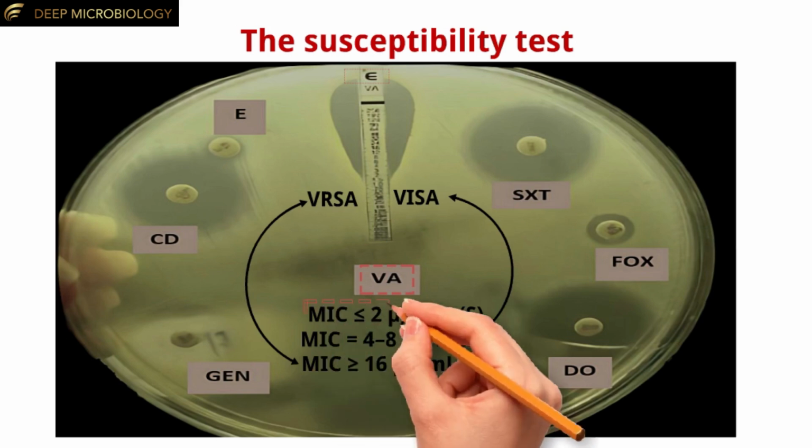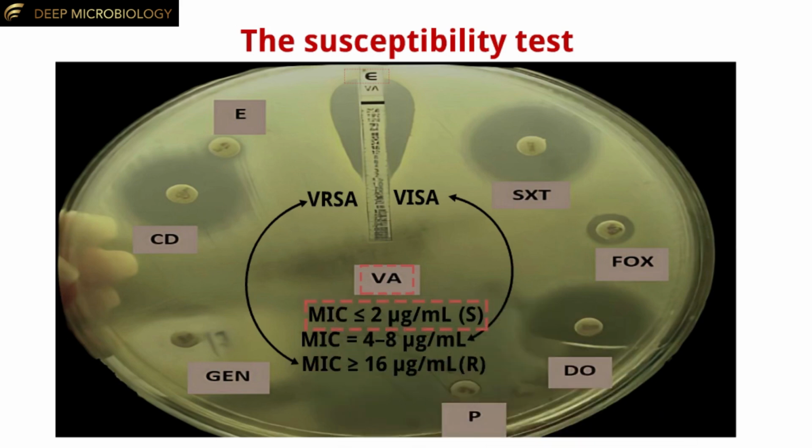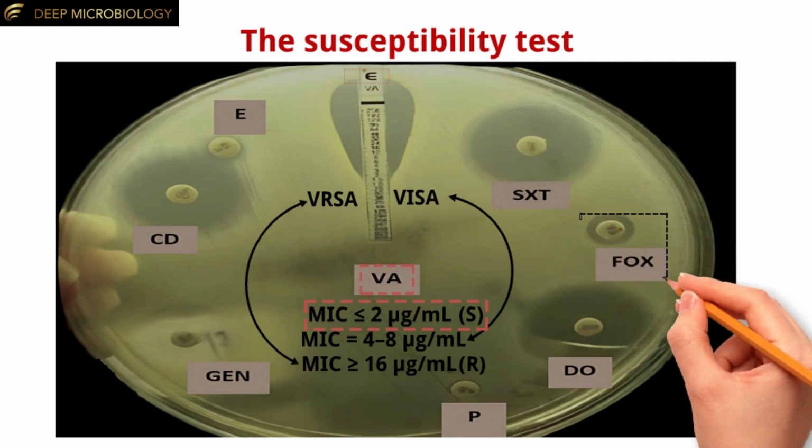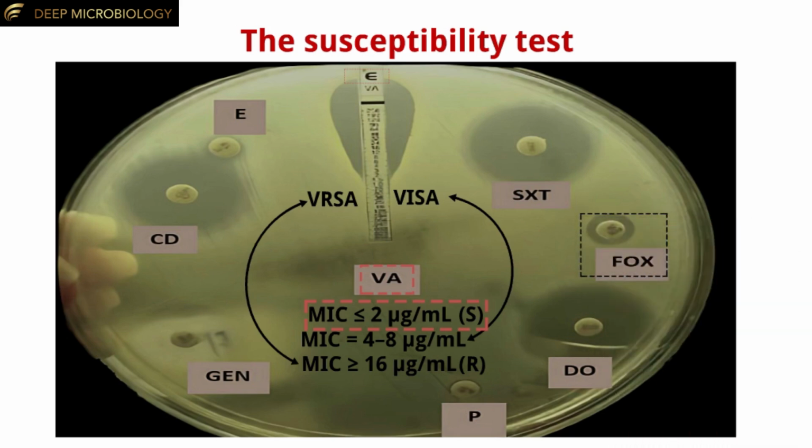Here the vancomycin MIC is 2 micrograms per milliliter, indicating that the strain is susceptible to vancomycin. The second antibiotic is cefoxitin, which is not a drug that is used to treat Staphylococcus aureus infections, but we use it as a surrogate marker for detection of methicillin-resistant Staphylococcus aureus, MRSA.